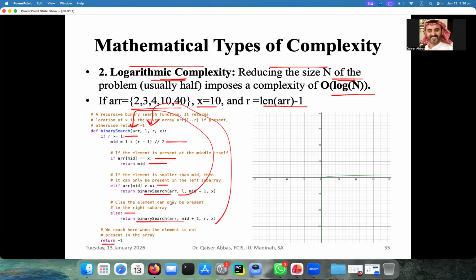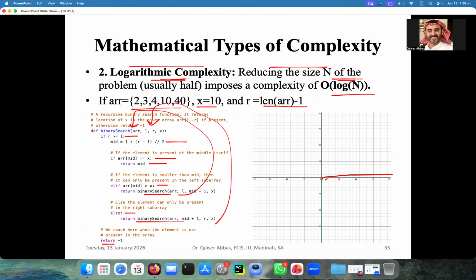I can ignore all the order of 1s, and finally I will have order of log of n. And how will log of n go graphically? For example, it starts from here, then it rises a little bit, and then it goes like that.